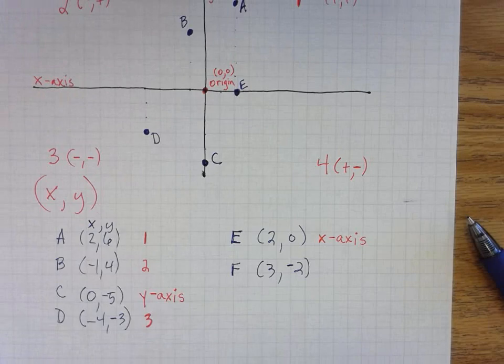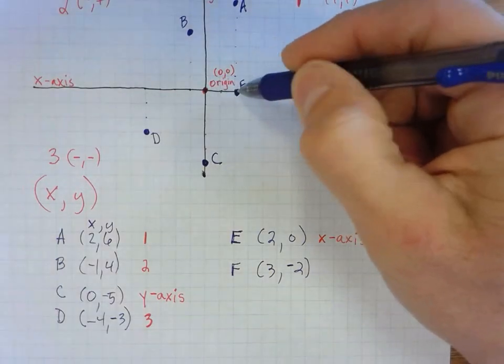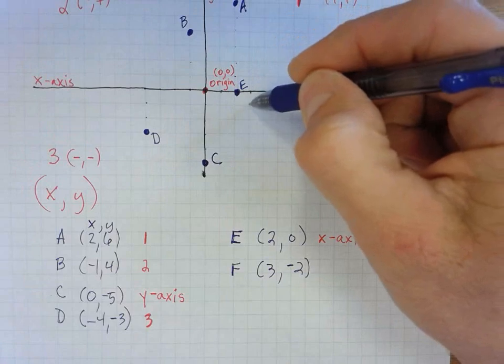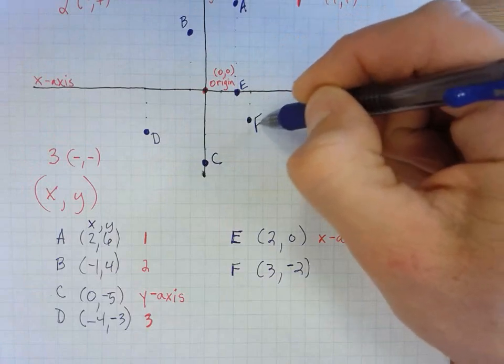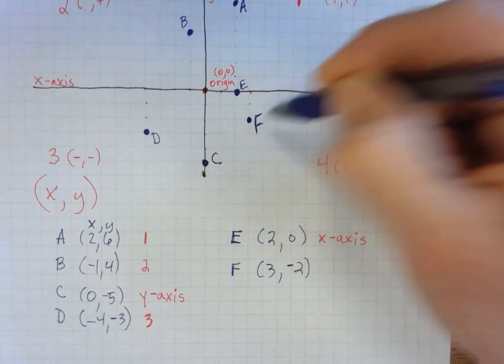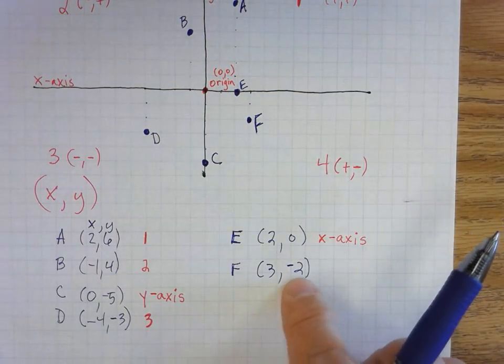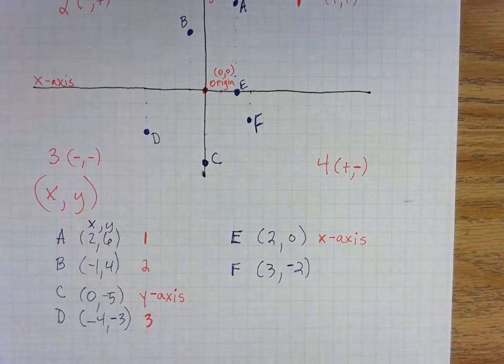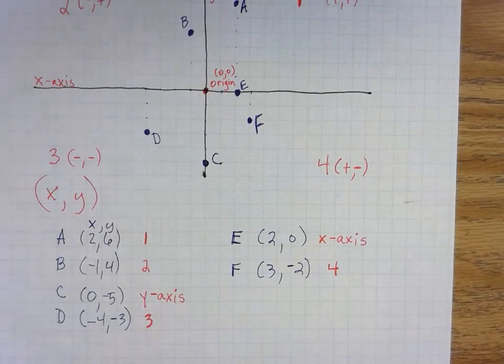All right. And then the last one we've got is F, which is 3, -2. So that's positive, negative. So we come over here, start at the origin. We're going to go 1, 2, 3 on the x, and then down 2 on the y. And that is point F right there. Is that in a quadrant? Yes. That's in the positive, negative quadrant. So that is in quadrant 4, and you would just type in a 4 on your answer sheet.